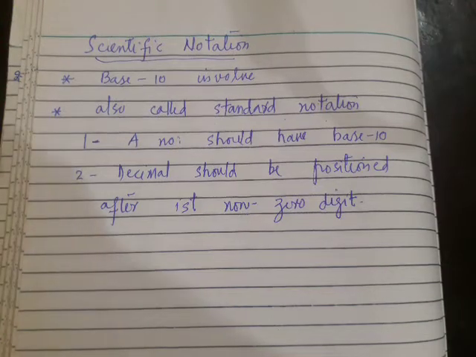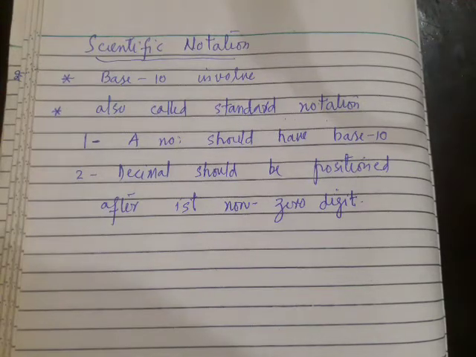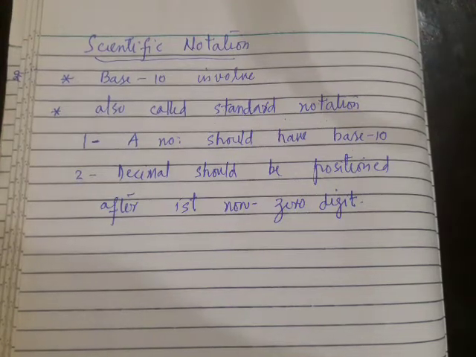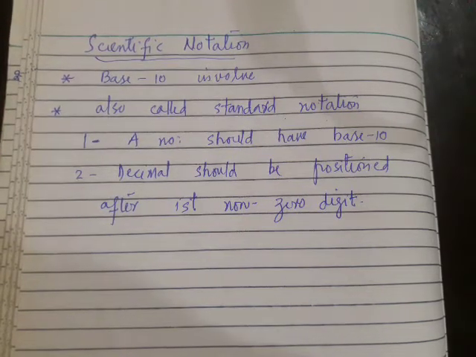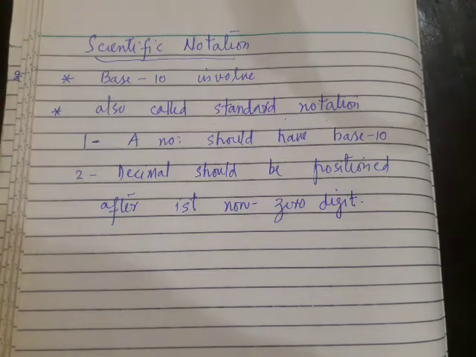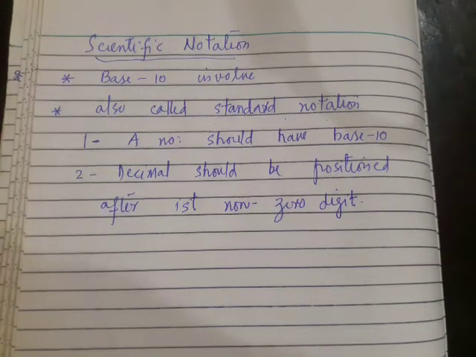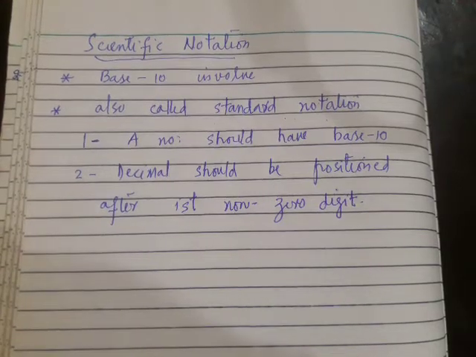Scientific notation, basically, this chapter is all about the techniques and methods to study physics. So, scientific notation is the continuation of those techniques. It is one of the techniques. It involves the numbers that have base 10. For that reason, we also call scientific notation standard notation.